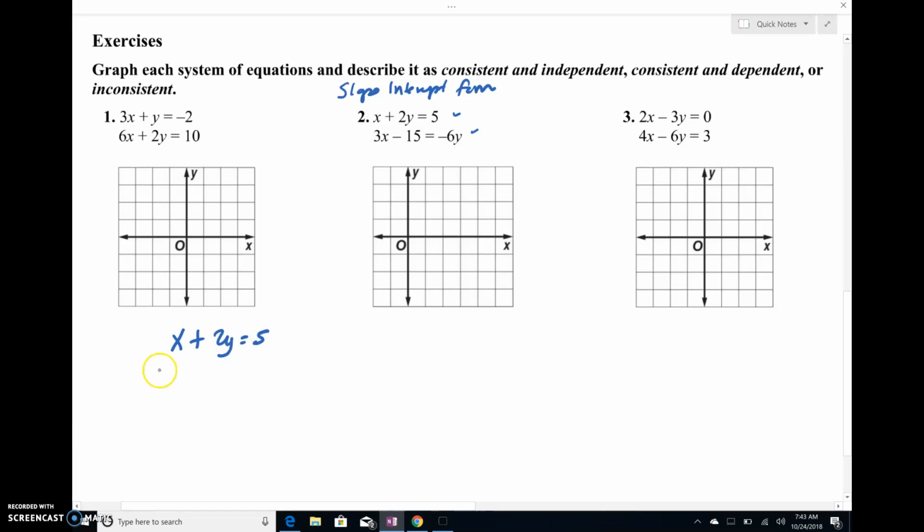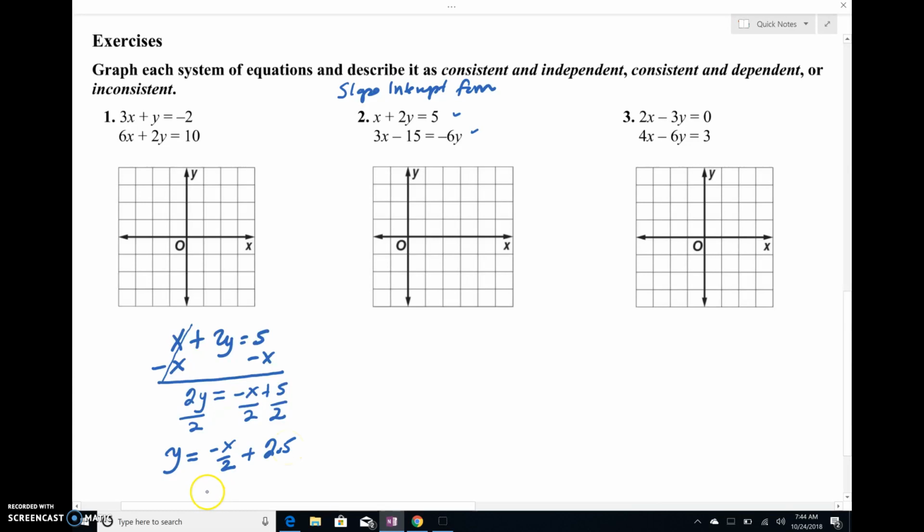What I'm going to have to do first is subtract x from both sides. You notice that x minus x is 0, and we're left with 2y equals negative x plus 5. The y is being multiplied by 2, so we have to divide each side by 2. So y is equal to negative x over 2 plus 2.5.